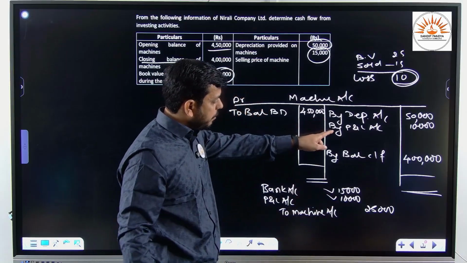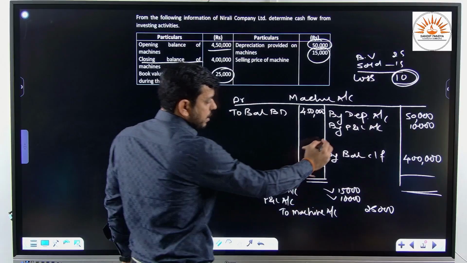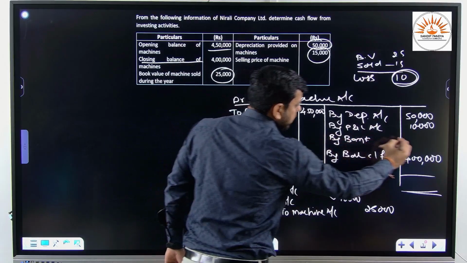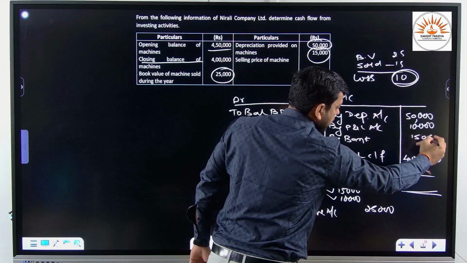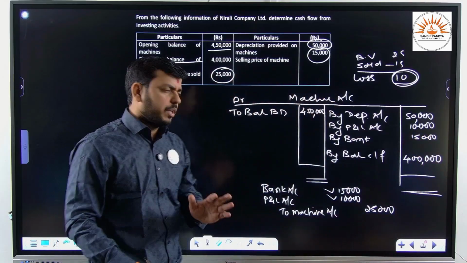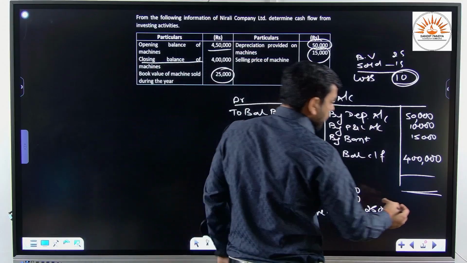So let me show you again: profit and loss 10,000, and whatever cash we have received, that is by bank account, that is rupees 15,000. Is it clear? Now, are we given any additional information? No. So without further delay, just make the total. So sir, how can we make the total?